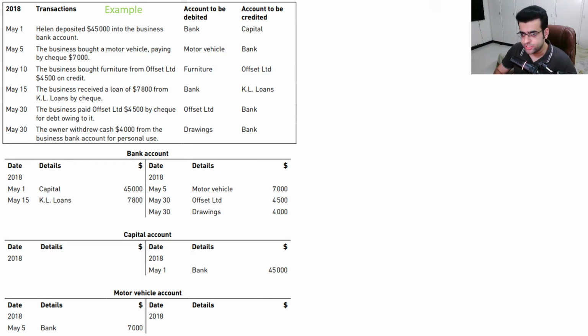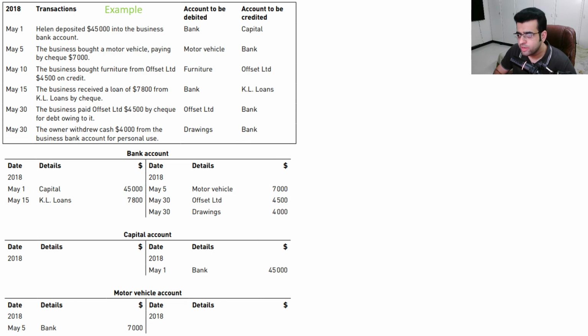The third transaction on May 10, the business bought furniture from Offset Limited, 4,500 on credit. So now furniture, that is an asset, is being introduced in the business. So furniture account will be debited by 4,500. And this time we are not paying by bank or cash. We are taking this furniture on loan. So our liability is being created by the name of Offset Limited and liability increases on the credit side.